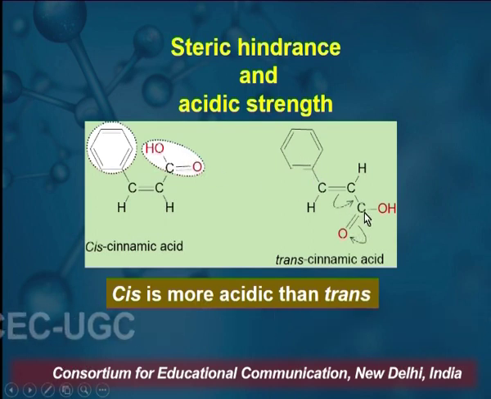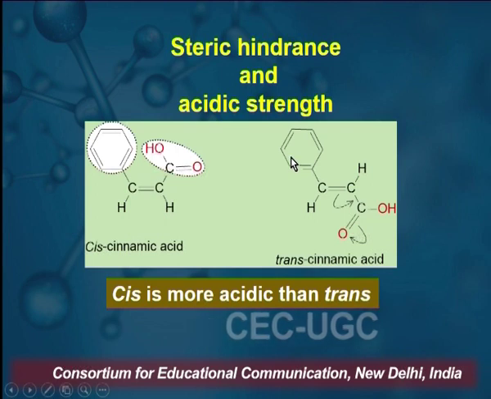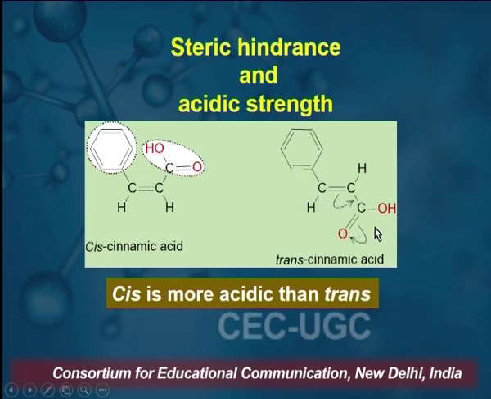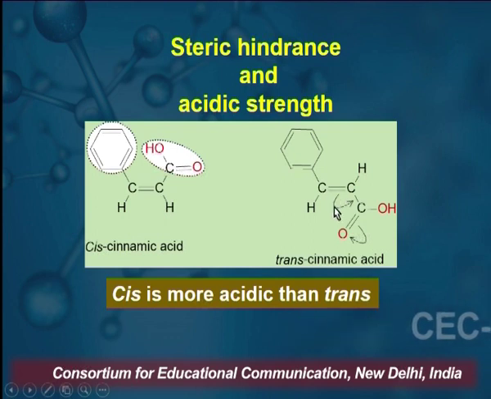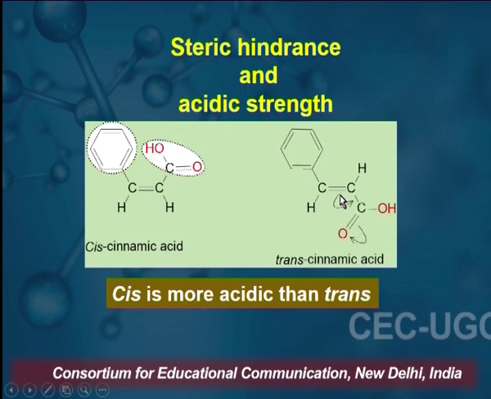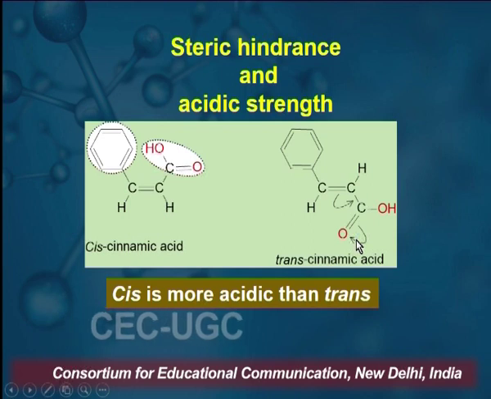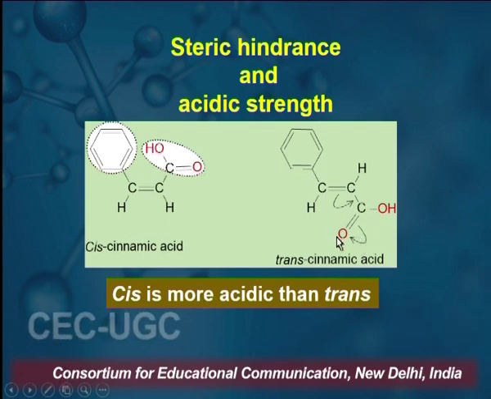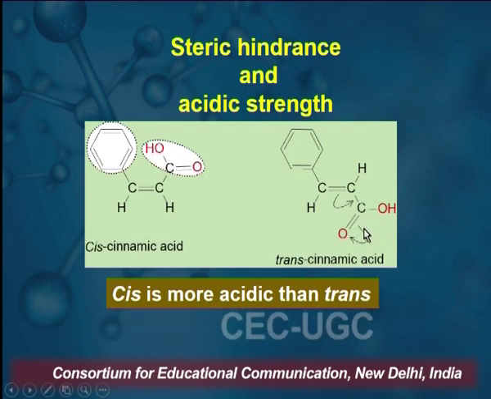However, in case of trans-cinnamic acid, the phenyl ring and the carboxylic group are present on opposite sides. So, there will be no steric crowding, and the double bond and the rest of the groups will be in the same plane. As a result, delocalization will take place. As you can see in case of trans, the pi electrons from the double bond will be shifted, and the electrons will be shifted towards the carboxylate ion. So, due to the increase in the negative charge on the carboxylate ion, the carboxylate ion of trans-cinnamic acid will be less stable.